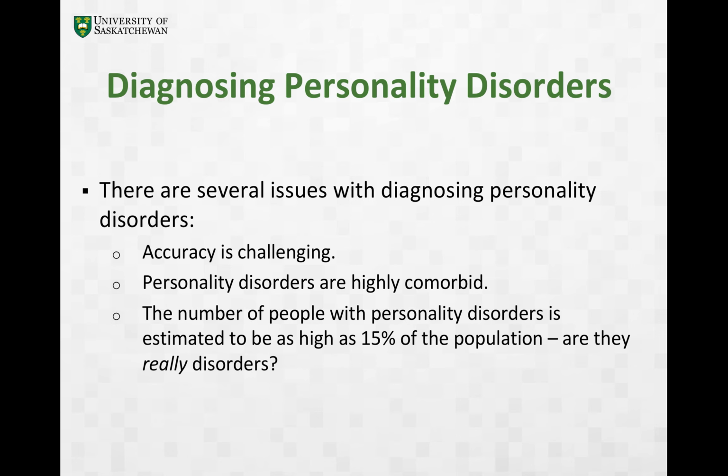The other thing, too, is that, like many other things, personality disorders are highly comorbid with each other. And the other thing here, and this is really where it gets challenging, is that there have been some numbers thrown around that the estimated percentage of people in the population with a personality disorder is as high as 15% of the population, which begs the question, are these things really disorders then, or are they just personality types, right? It's an important question to ask.